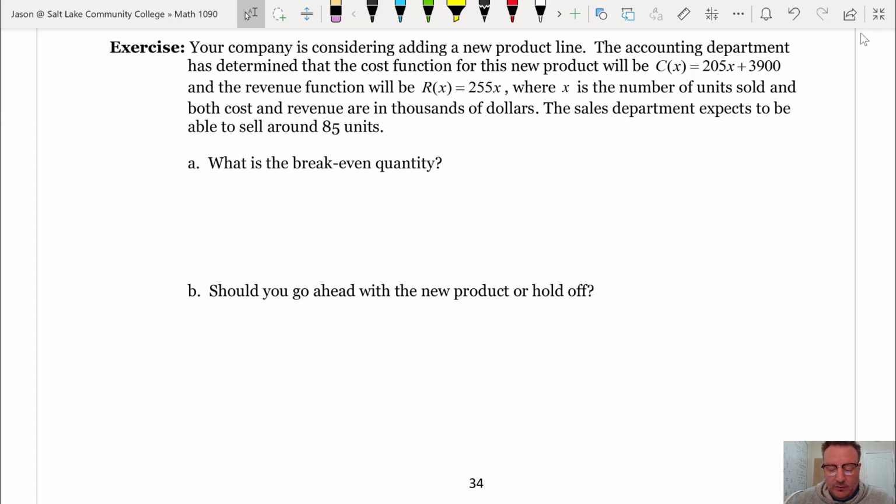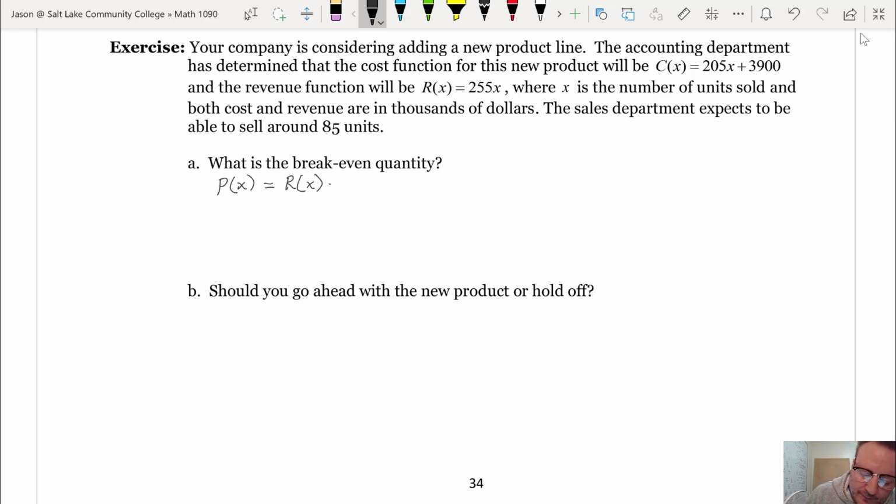Okay, so we need to create the profit function, set it equal to 0, and solve for x, which gives us the break-even quantity. First, we'll start with cost. We're given the revenue and cost function, so we can go right to the profit function. The profit function, recall, by definition, if you get nothing out of this class, I want you to remember that profit is revenue minus cost.